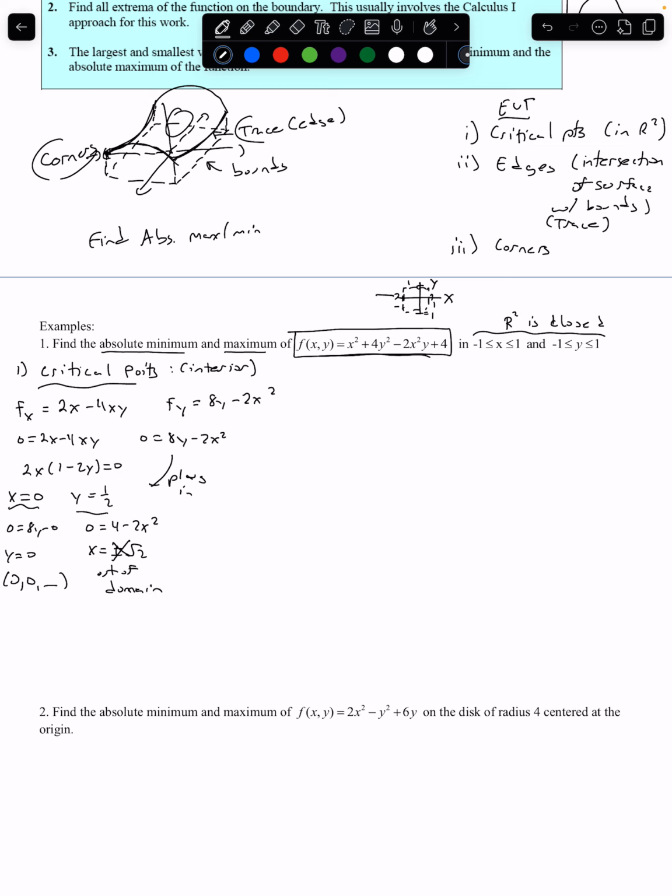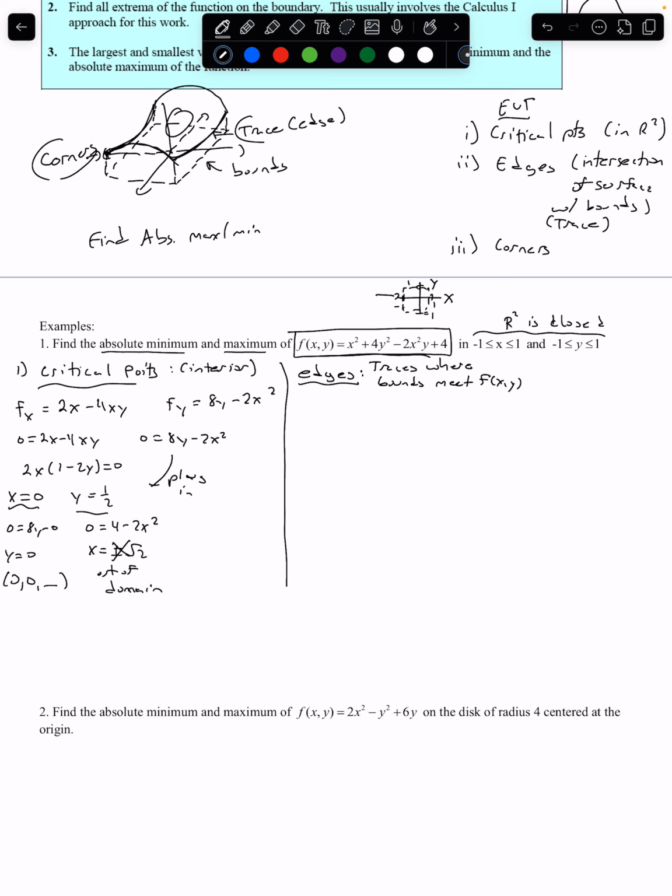All right, so once we find the critical points, now we have to do the hard part. This is a new part. This is very new for us. We have to find the edges. To get the edges, these are the traces where the bounds meet the function. And this is a little bit tougher. So we have to find the traces.